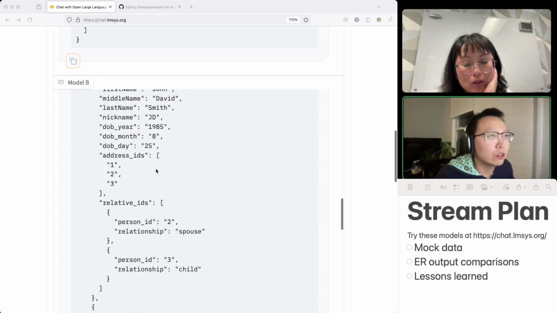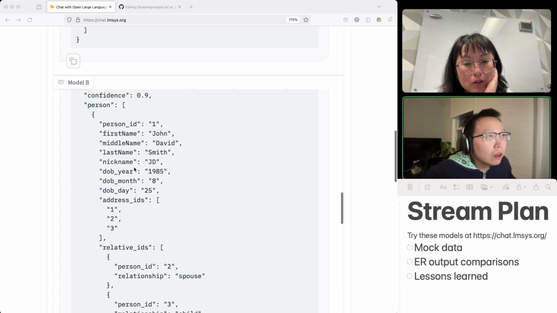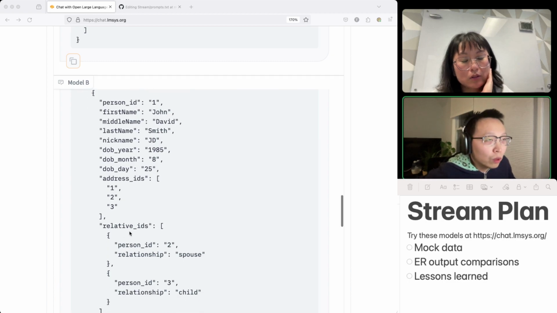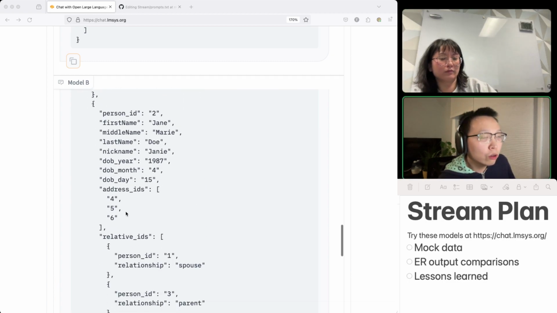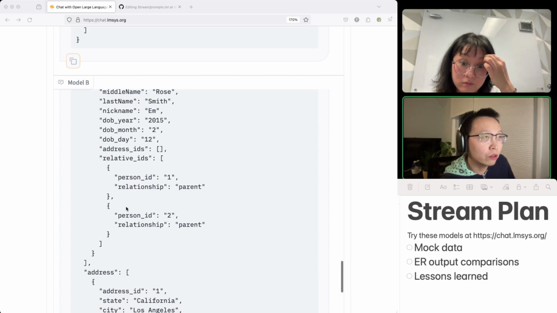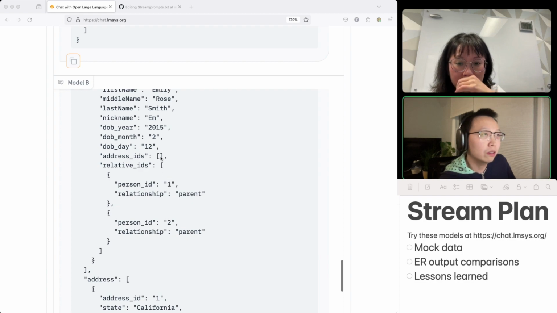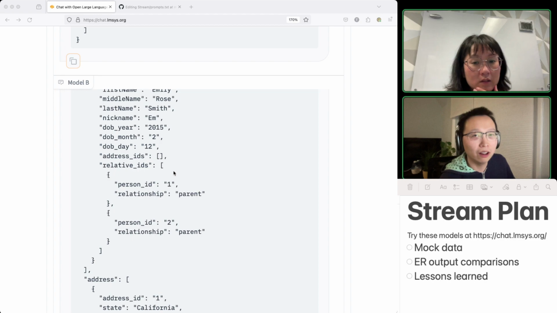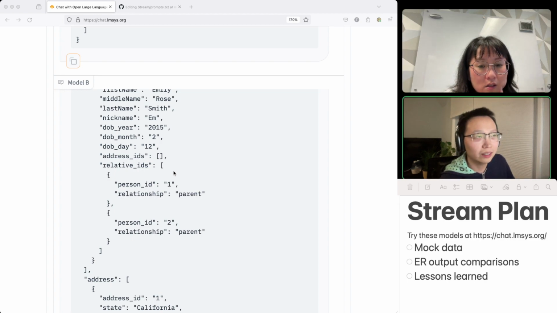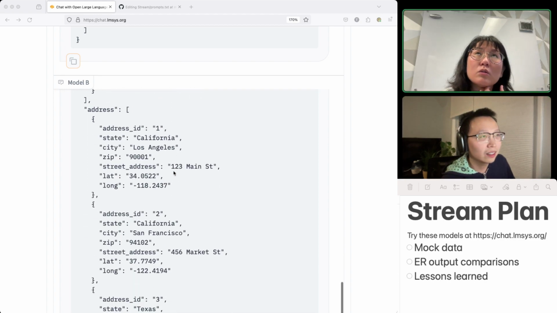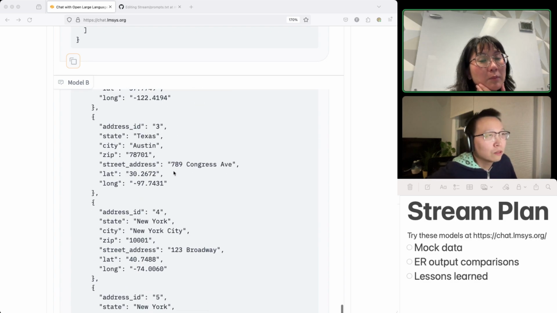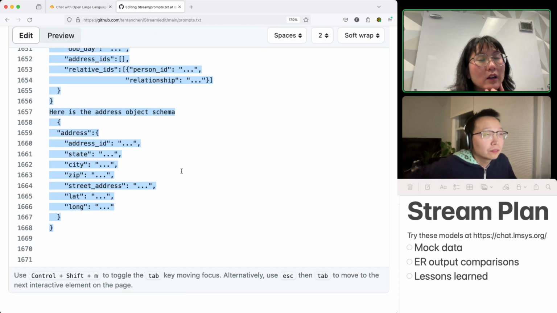Well, let's look at the addresses while we're here. Person one had address IDs 1, 2, 3. Person two had 4, 5, 6, and then person three had no addresses. Okay, so there's some flaw in it. We can also try prompting it differently to see how it behaves, I guess.